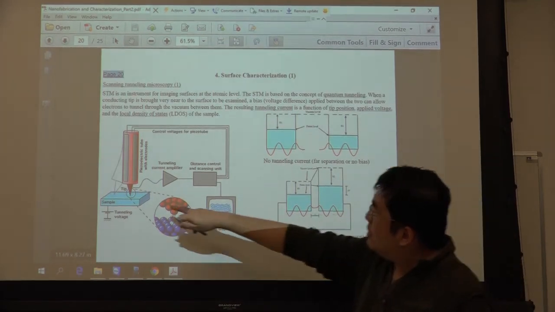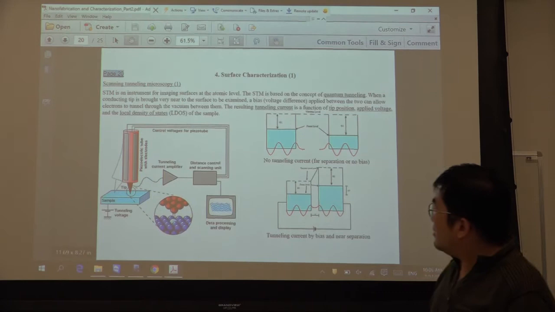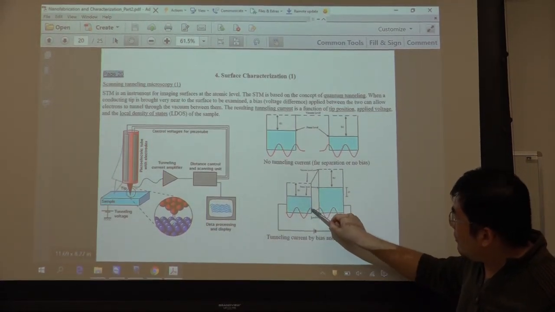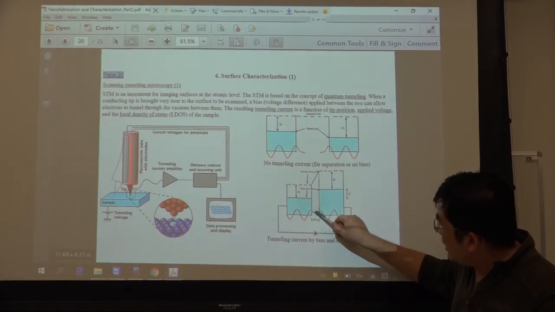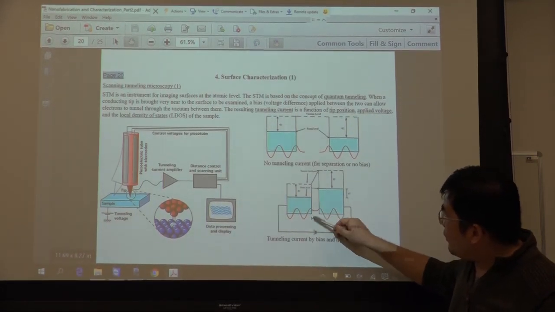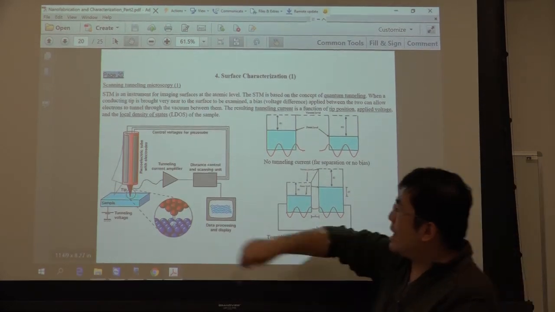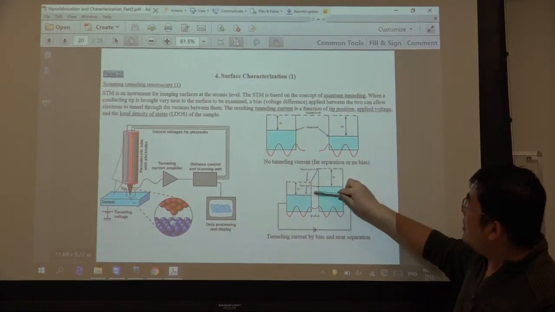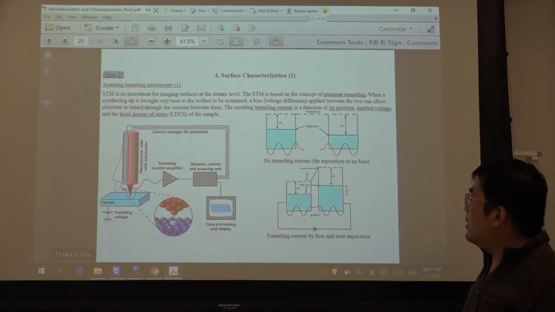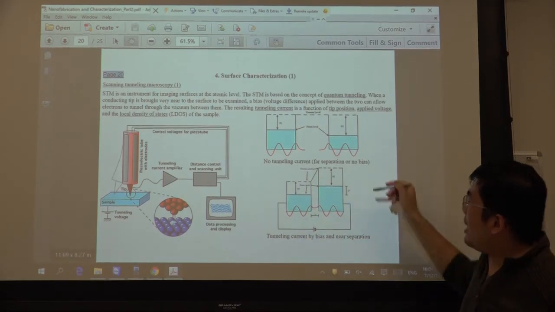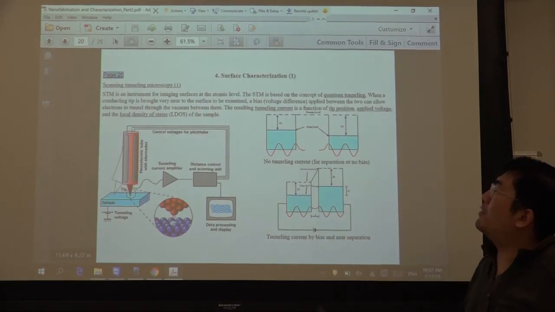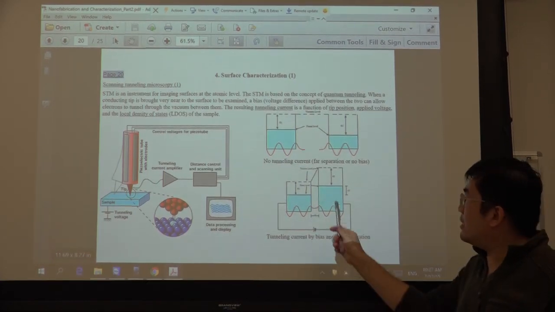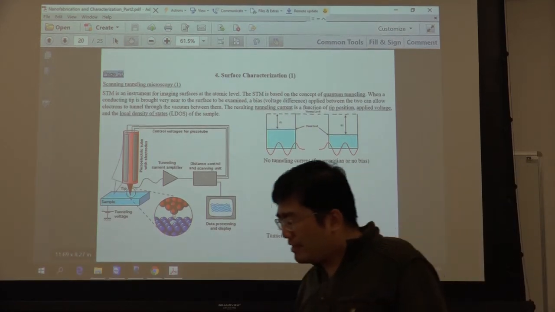But if the tip is very near the sample, the wave functions have overlap. If you add a bias, their potentials are not equal to each other, so there is a tunneling current going across from the sample to the tip. This is fully quantum mechanical. We call it quantum tunneling current.